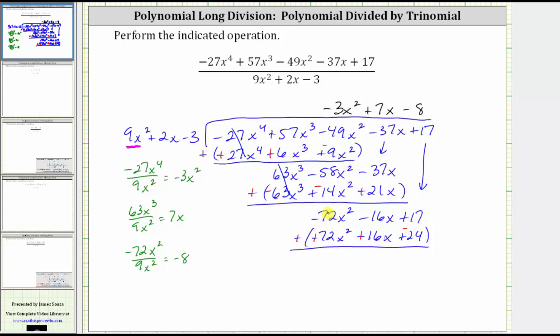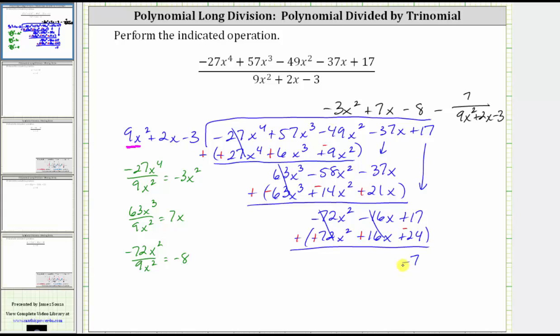And now adding opposites here, we get 0. Notice here we also have opposites. We have negative 16x plus 16x, which is 0. And then finally we have 17 plus negative 24, which gives us negative 7. Because we have used all the terms in the dividend, negative 7 is the remainder, which we write over the divisor. And therefore the final answer is negative 3x squared plus 7x minus 8 minus 7 over the divisor of 9x squared plus 2x minus 3.